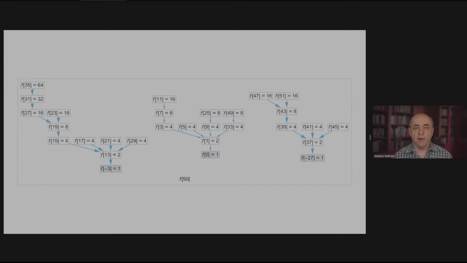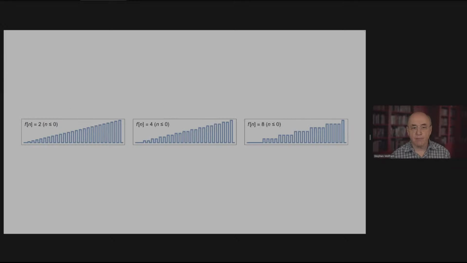So far we've discussed T212 only with the initial condition f of n equals 1 for n less than or equal to 0. The fact that f of n is always a power of 2 relies on every initial value also being a power of 2. But here's what happens, for example, if f of n equals 2 to the s for n less than or equal to 0.